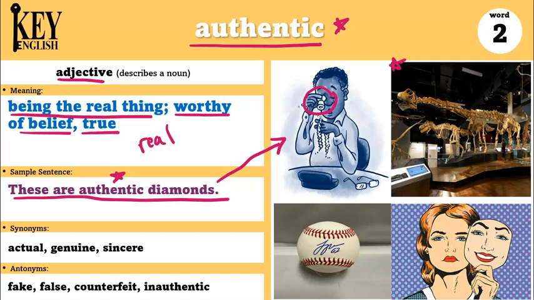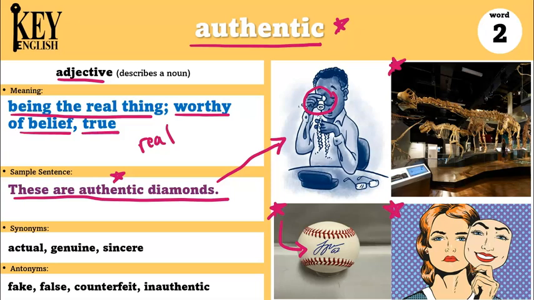Here's another example. There are some dinosaur bones here. I can say these are authentic dinosaur bones at the museum. It means they are real bones, they're not fake ones. In this picture too, there is an authentic signature on this baseball. It's a real signature. And we can also use authentic to describe people.